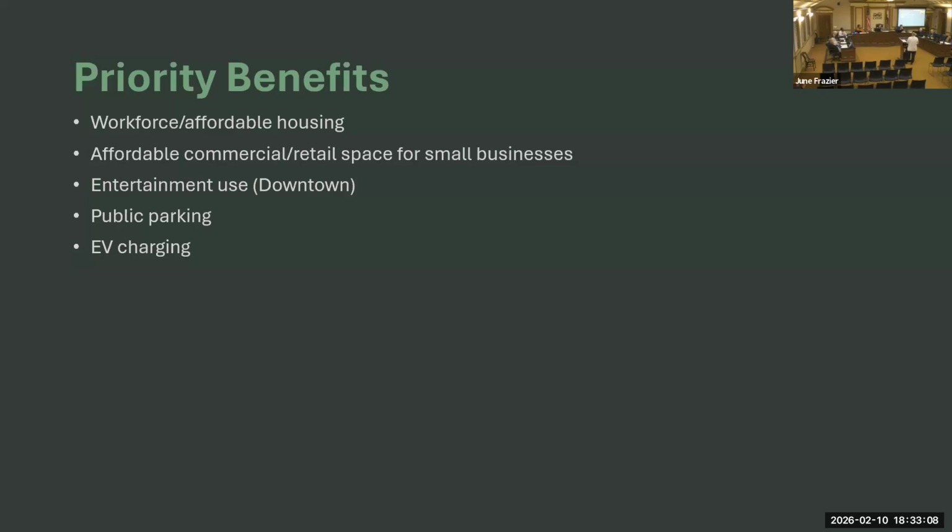Wait, each tier has to pick one priority benefit? Correct. Okay. Yeah, because like EV charging seems like really easy. Right. So that might be something you say is a priority, but you don't want it on this list, in which case we could say it's a priority by moving it up a tier or something like that.